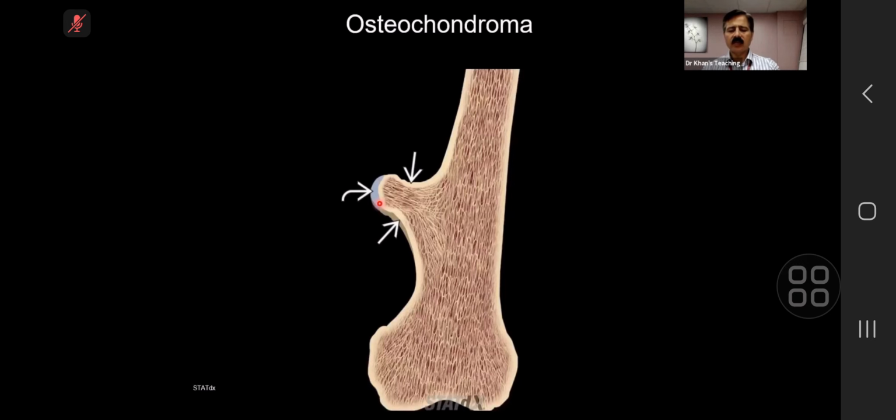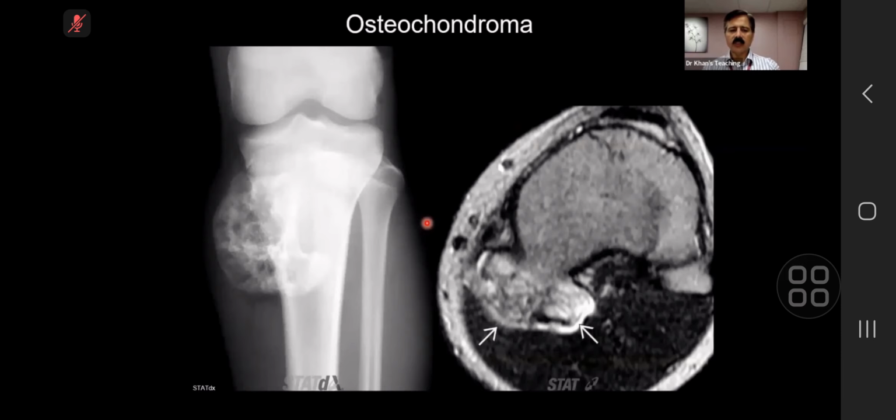But having said that, with this concept, the viva questions or the exam films which will come to you, you have to measure this and tell the examiner that this is thickened. So if you see here, this is an osteochondroma.